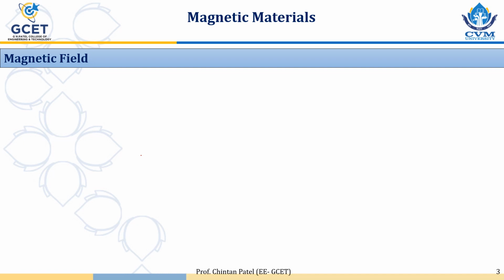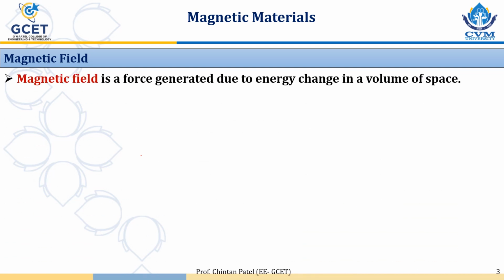The electrical machines could be static machines like transformers and rotating machines like motors and generators. So in every electrical machine, the magnetic materials are a very important component. Now, whenever there is a magnetic material, there will be a magnetic field.